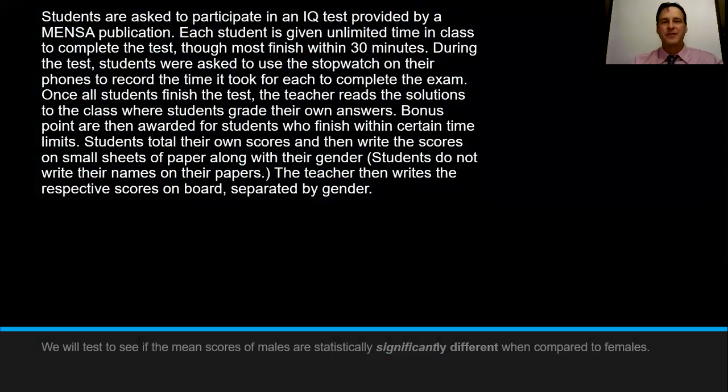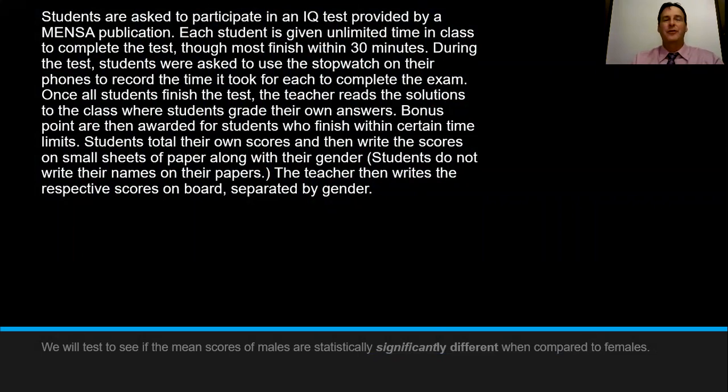Once all students finished the test, the teacher, who was me, read the solutions to the class where students graded their respective work. Once they tallied the number they got correct, Mensa, the test organization, awarded bonus points for those students who finished their test within 30 minutes. They also offered a secondary bonus for those who finished within 20 minutes.